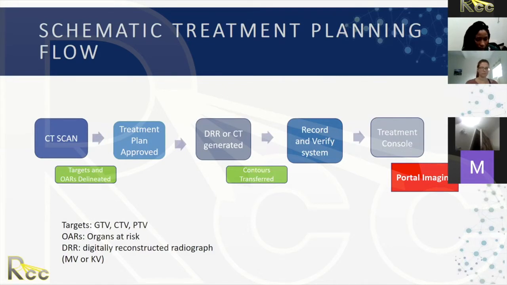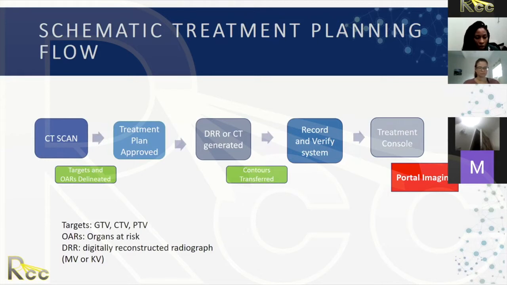The most common ones are Mosaic and ARIA. I know that some people also use a Monaco Pinnacle system. And then, depending on whether or not your treatment planning system talks to the machine that you have, this also gets transferred to a treatment console.